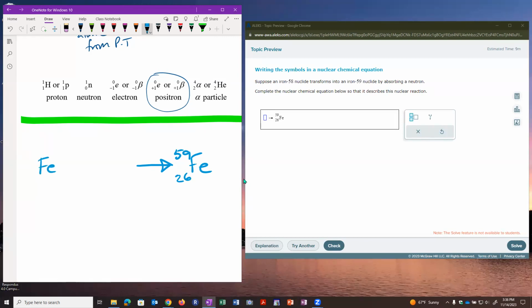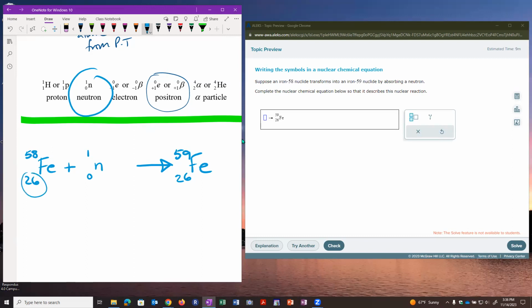So iron-58, the mass number will be 58. And if it's Fe, the atomic number has to be 26. So it transforms into iron-59 by absorbing a neutron. Absorbing means reacting with or combining with. The neutron here is this thing. So we'll have N. The mass there is 1, and the charge on the bottom is going to be 0.